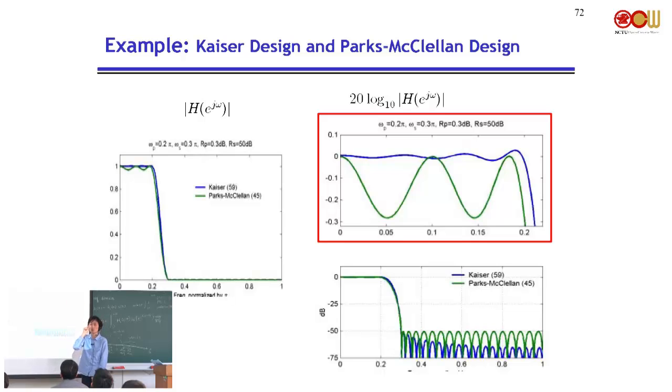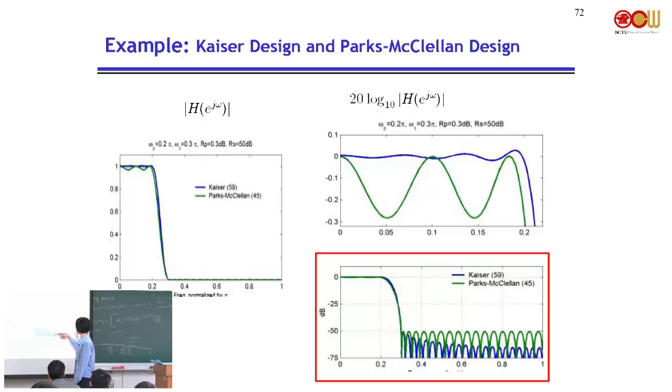Because it's a very small passband ripple size compared to the Parks-McClellan method. Because the specification said you can have the ripple size minus 0.3 dB, right? But in the Kaiser window, the ripple size becomes very small because of the small stopband. Okay, and in the stopband, we can see the difference as well.